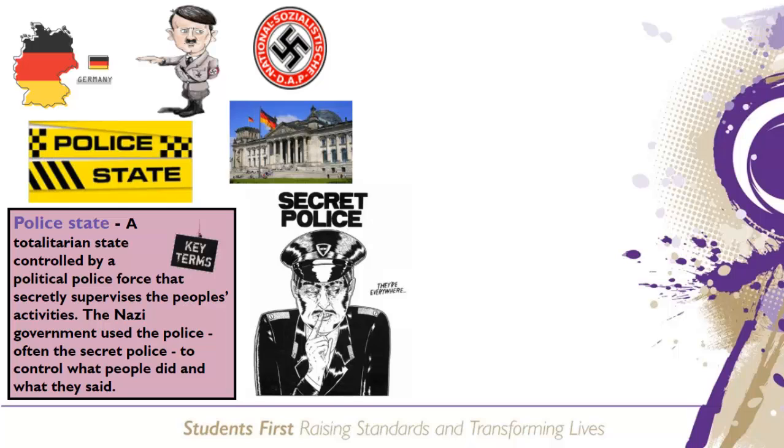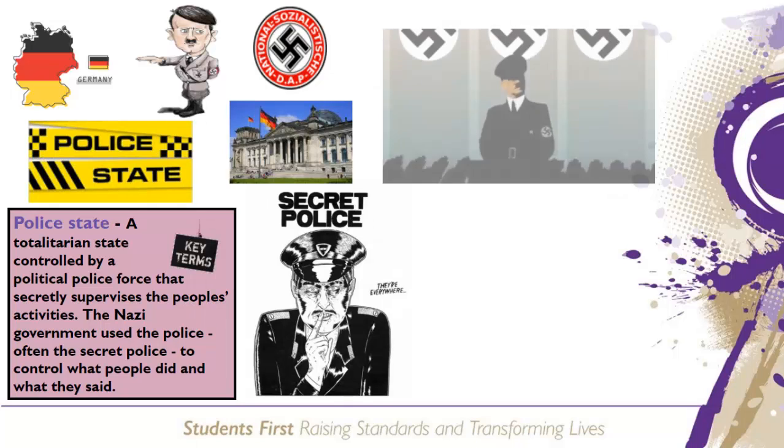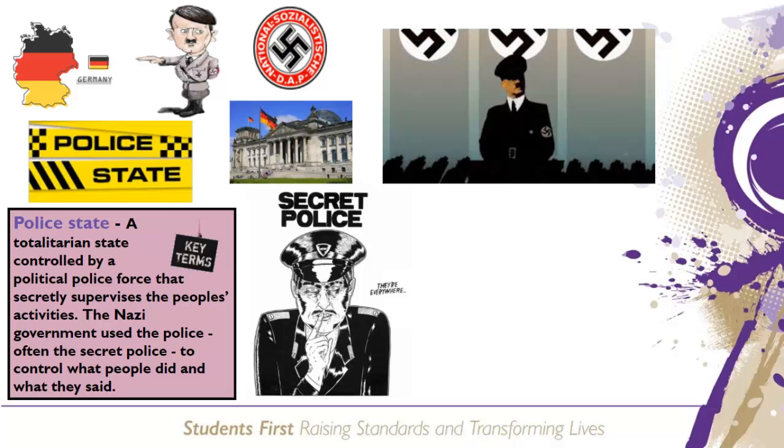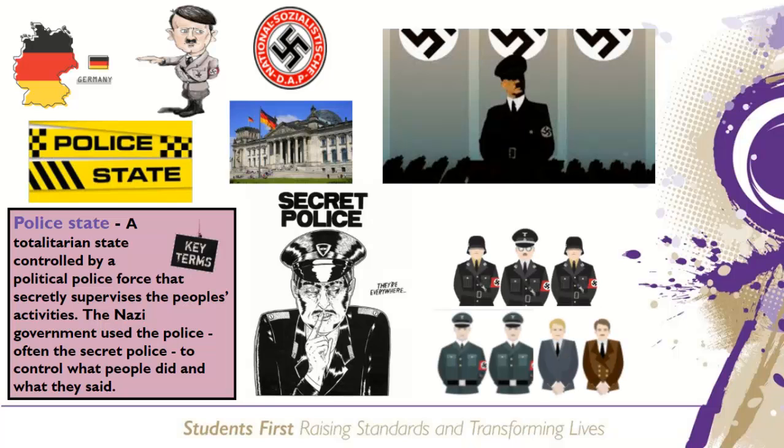Hitler set up his own police and security forces. These were not run by the government. These were run by the Nazi party and accountable to Hitler. Their role was to protect and support the Nazi party. The main organisations used by Hitler to control the Nazi police state were the SS, the SD and the Gestapo.